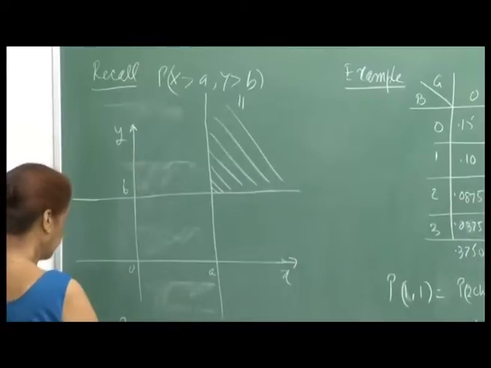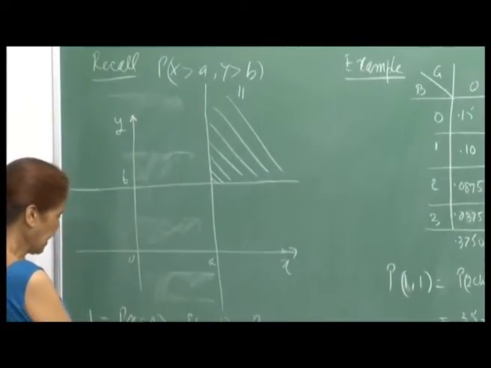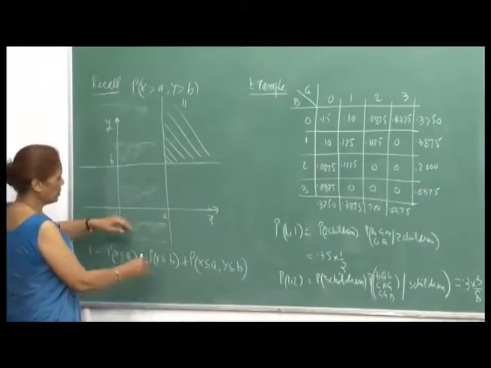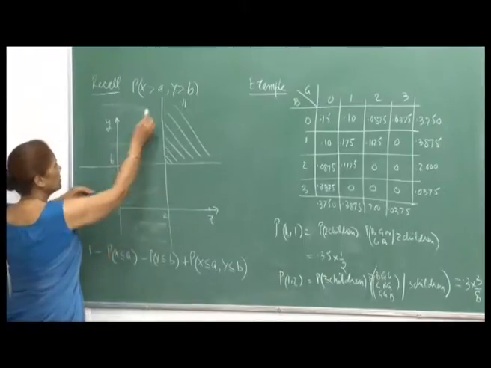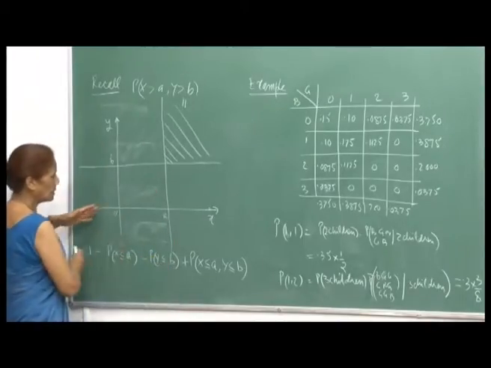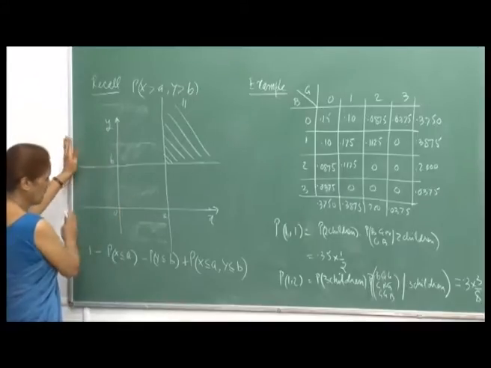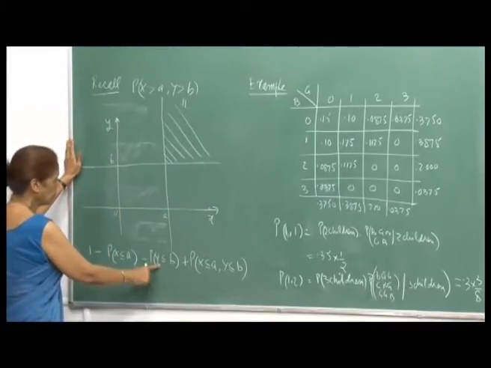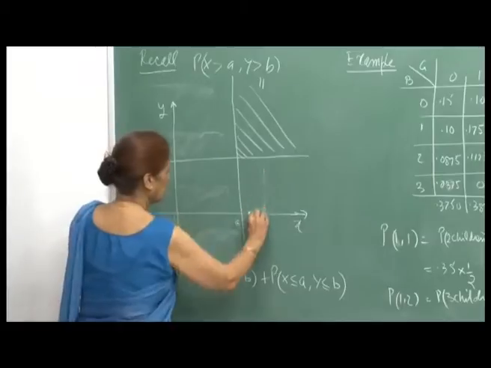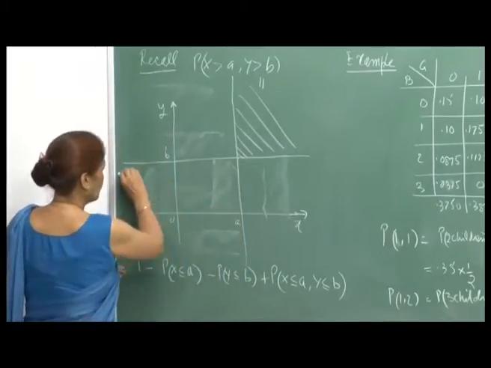Now we said we will write it as x less than or equal to a. So, x less than or equal to a is this whole area, extending on this side, and then y less than or equal to b will be this area.